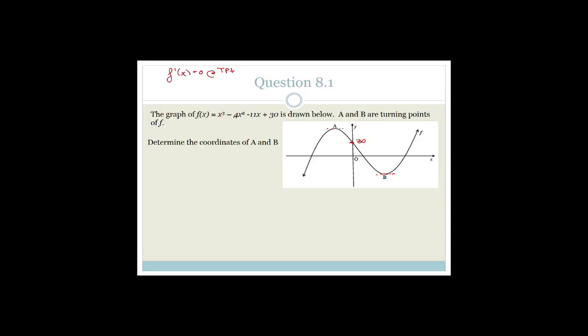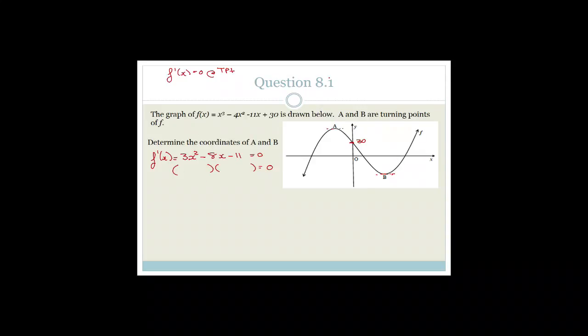So let's do that. So we're going to go f dashed of x is equal to 3x squared, take the 2 to the front, becomes minus 8x minus 11. And that is going to equal 0 if I want to find these points here, because the first derivative is a gradient and that has to be 0. So now I need to factorize this. And yes, you guys can use your calculator if you want, but I'm going to do it the old-fashioned way.